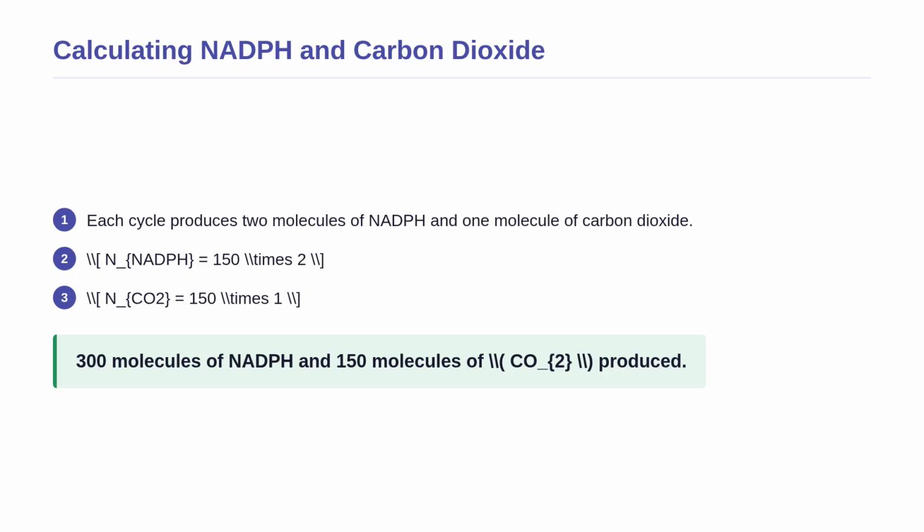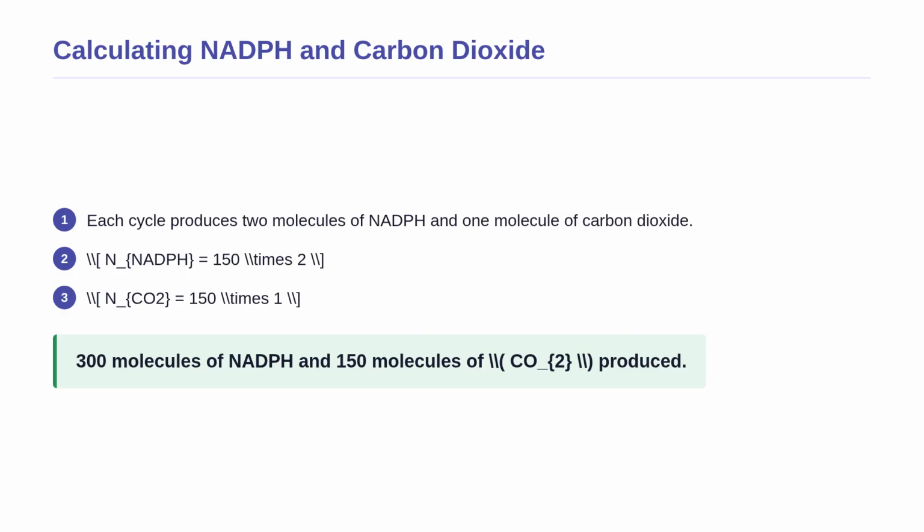Following up on that exact same scenario, we must also calculate the byproducts generated during this process. We know from our stoichiometry that each cycle produces exactly 2 molecules of NADPH and 1 molecule of carbon dioxide. To find the total NADPH, we multiply our 150 cycles by 2, giving us 300 molecules. This massive stockpile of reducing power is a highly beneficial side effect of preparing for cellular division.